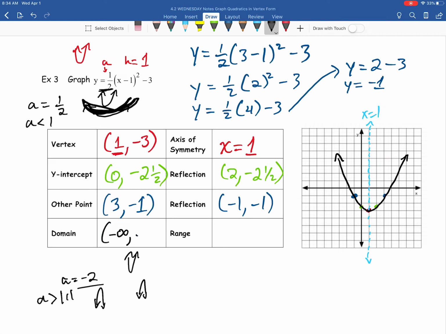So for our domain, we have negative infinity to positive infinity. And our range here, looks like the smallest y value there is at negative 3. And then it goes on forever. Can't ever obtain infinity, so we have a parenthesis, but the vertex gives us that y value, so you can be negative 3, so we have a bracket there. Again, though, that is example 3 from our 4.2 set of notes.